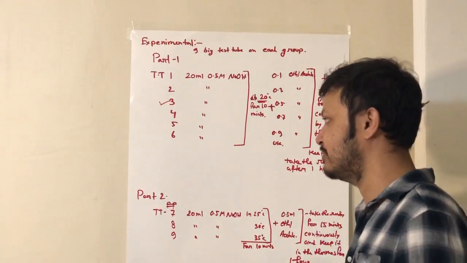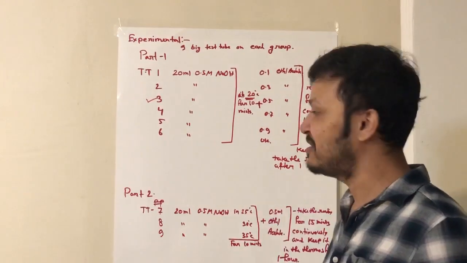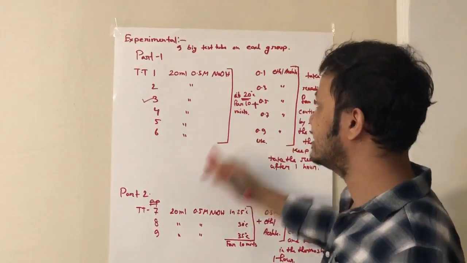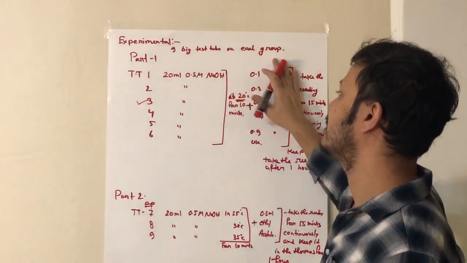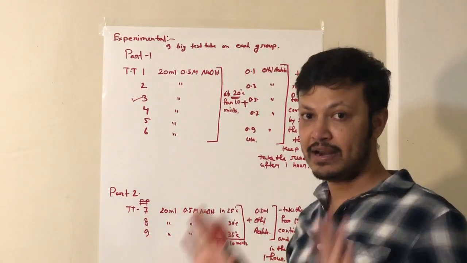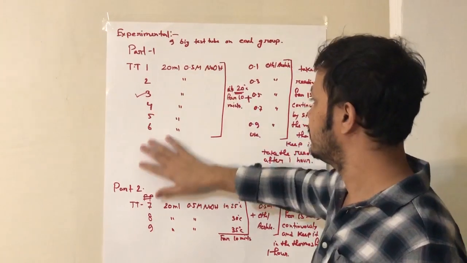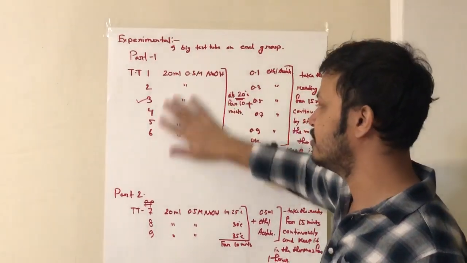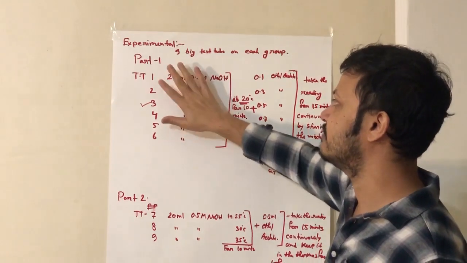Okay, so this is the lab. You are lucky that you don't have to stay in the lab. For this lab experimental part, you need to have 9 big test tubes for each group. It has two parts. The first part uses 6 test tubes.